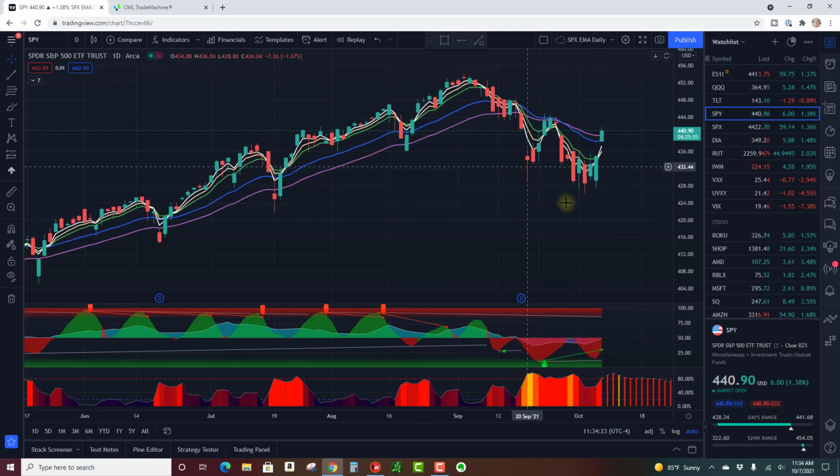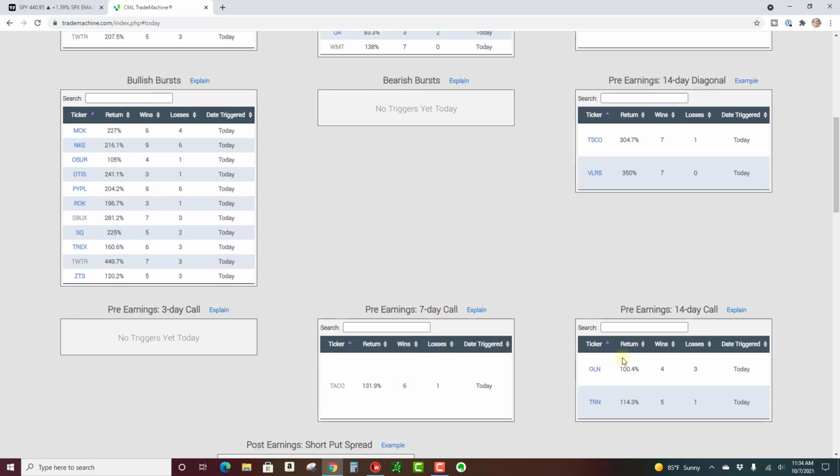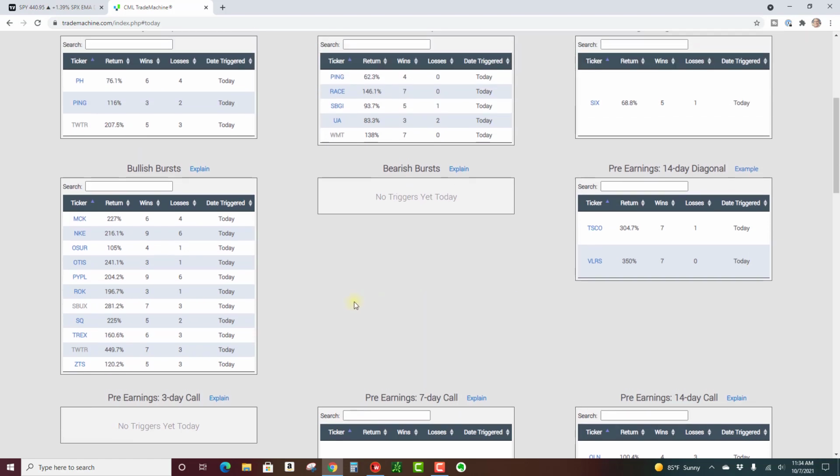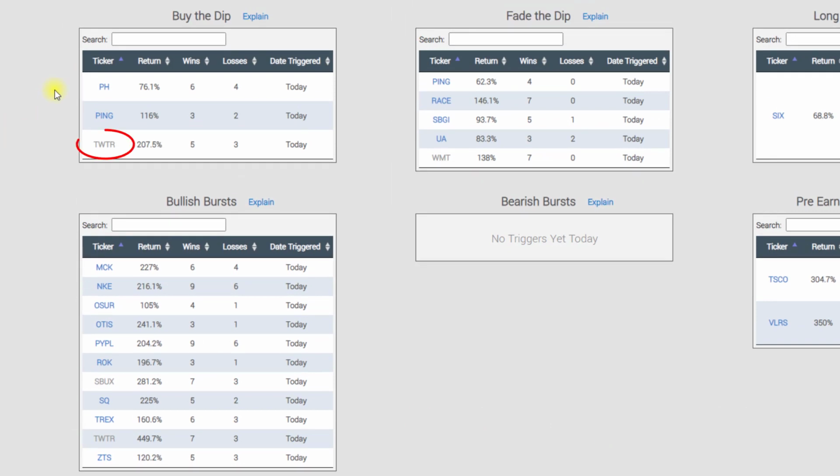But anyway, the overall market is bullish. So it makes sense that a lot of your bullish plays are happening. So you have buy the dip, bullish burst, fade the dip, right? That's still a bullish strategy. Pre-earnings, diagonals, and you also have some pre-earnings calls going on here. What's catching my eye is that Twitter is showing up in two of the, and I'm air quoting, signals, buy the dip and bullish burst.